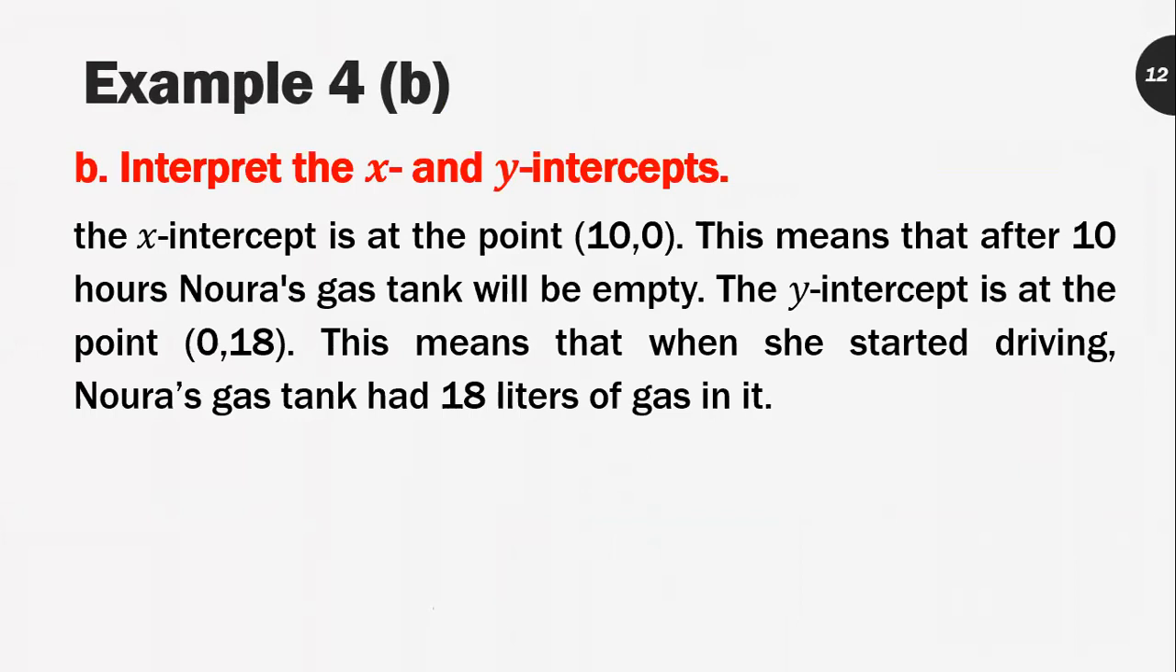(10, 0) means that after 10 hours, Nora's gas tank will be empty because it's 0. And (0, 18) means that when she started driving, Nora's gas tank had 18 liters of gas in it.